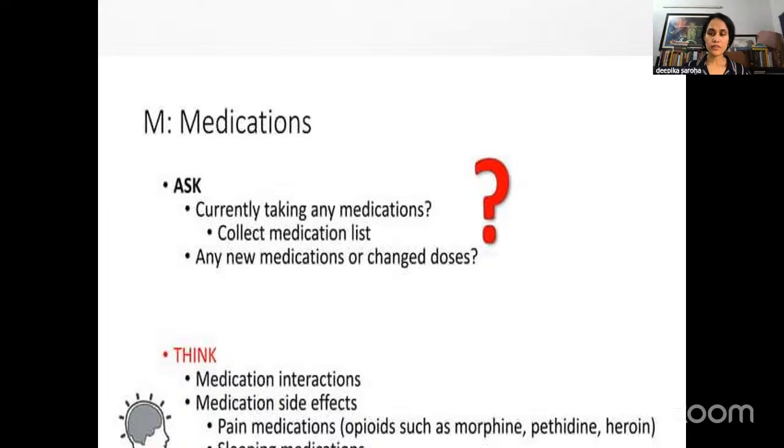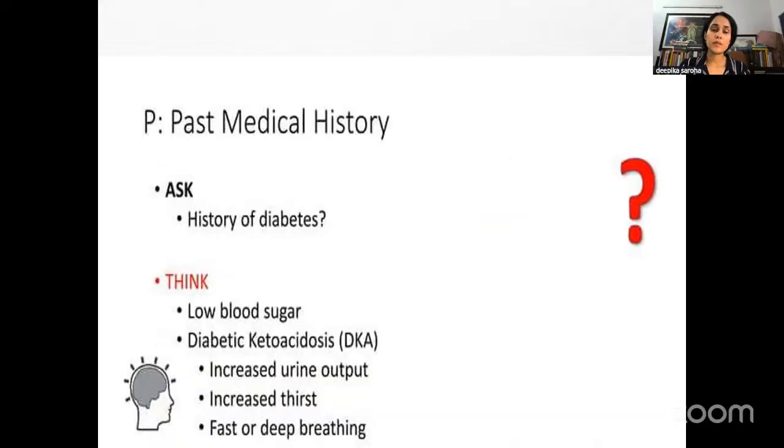Always look for whether multiple drugs have been taken by the patient, it will eventually help you think about whether there was a medication interaction or any side effects, such as pain medications, opioids in terms of morphine, pethidine, heroin, which will eventually lead to a patient in AMS if taken in overdose. Whether the person had a history of diabetes, because low blood glucose level or even high blood glucose levels in terms of diabetic ketoacidosis. Diabetic ketoacidosis along with altered mental status will have increased urine output, increased thirst, fast or deep or Kussmaul breathing.